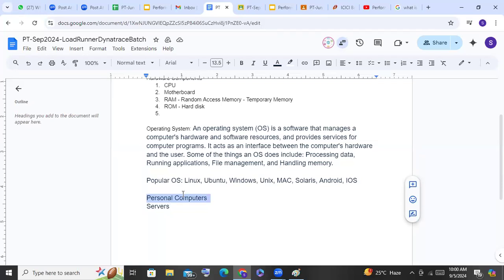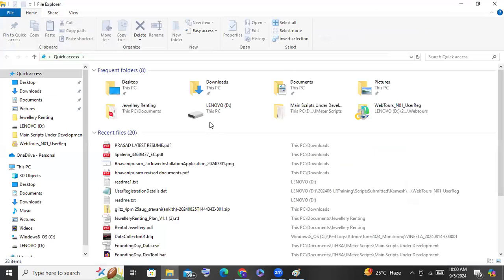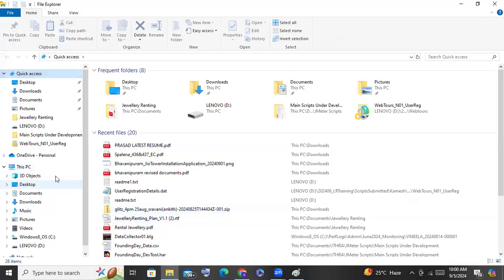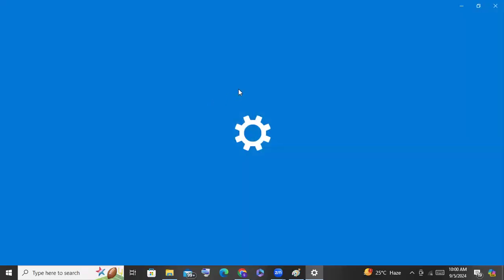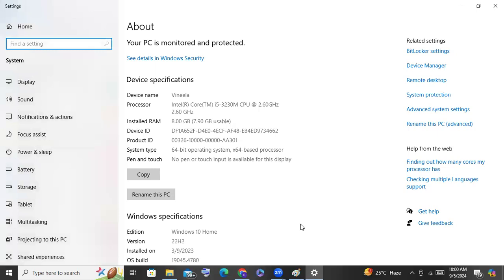For example, if I have to know the capacity of my own system, what would I do? Can anybody tell me how I would understand the capacity of my system? Go into This PC, go into the properties, and you would be able to see all the properties of this particular system. This is a basic thing, guys.